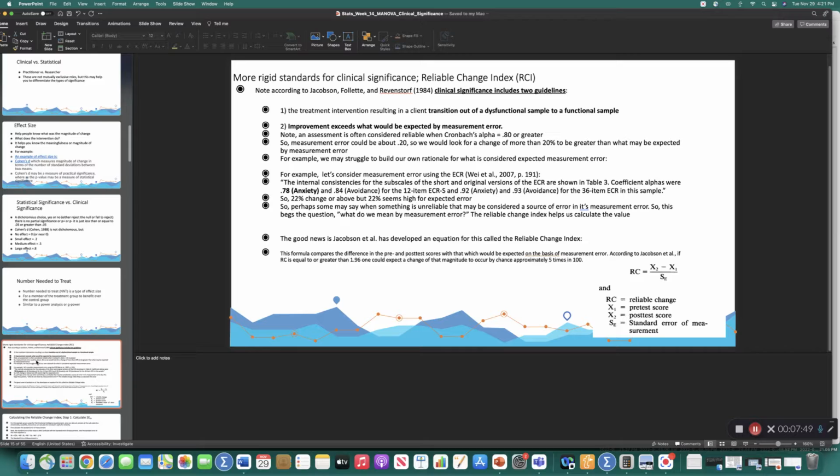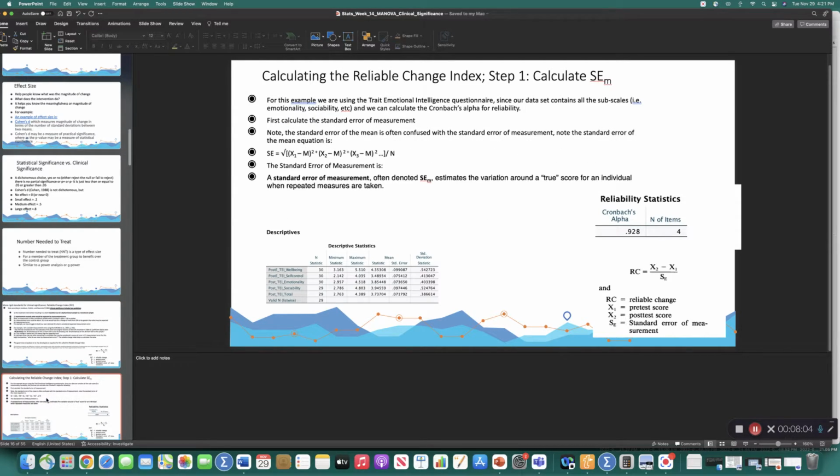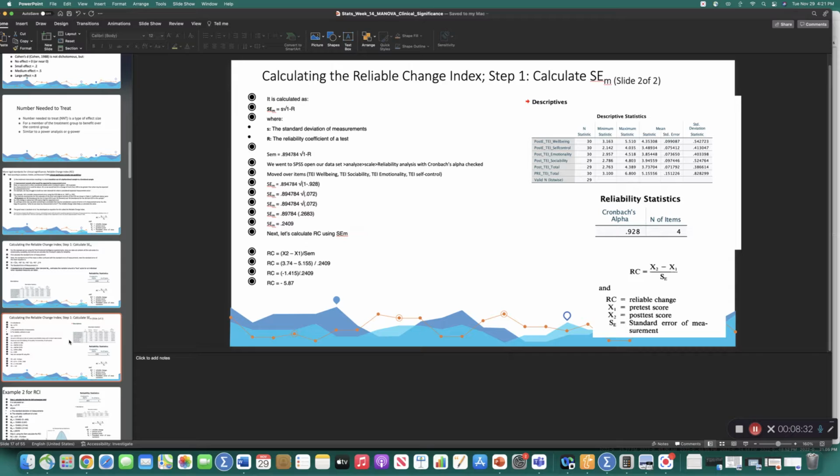That is calculated by the reliable change index, which is the post-test score minus the pre-test score divided by the standard error of measurement. It's important to note that the standard error of measurement is different from the standard error of the mean. You may see them both abbreviated with SEM, but the standard error of the mean looks at the square root of (x1 minus m) squared plus (x2 minus m) squared plus (x3 minus m) squared, and so on, all divided by n. The standard error of measurement estimates a variation around the true score for an individual when repeated measures are taken. So again, this is more about measurement error rather than the standard error of the mean.